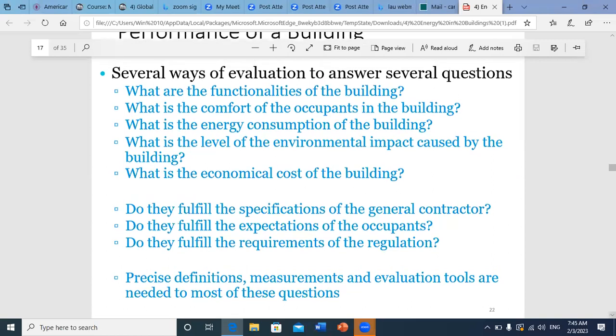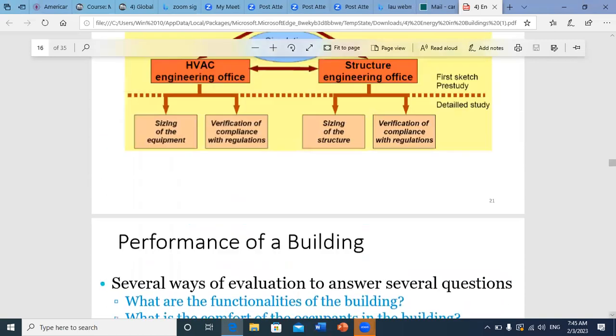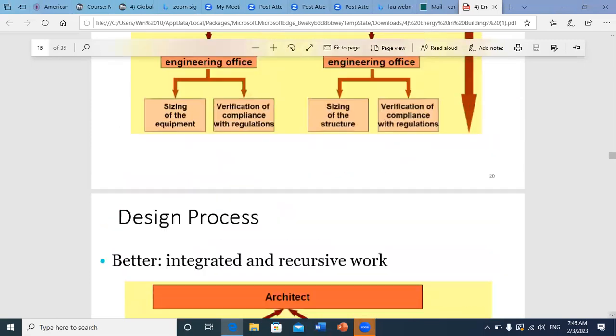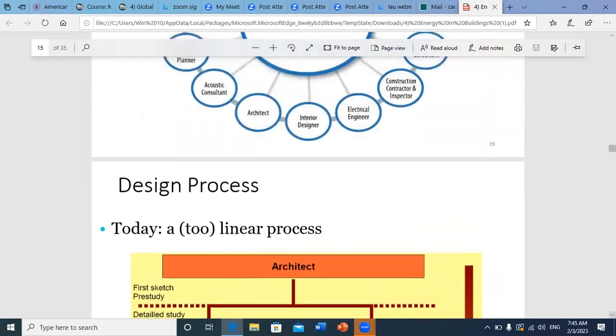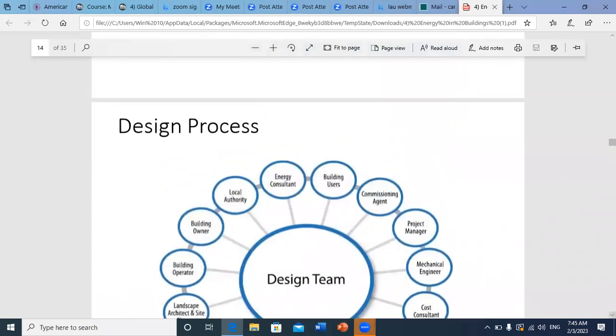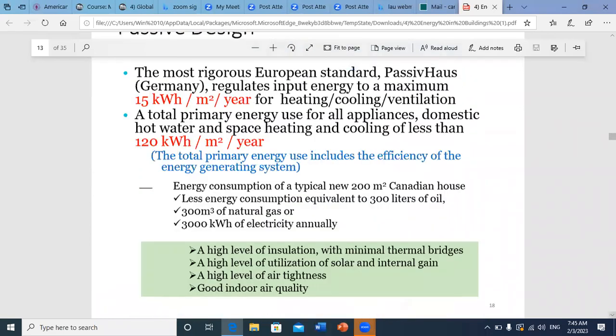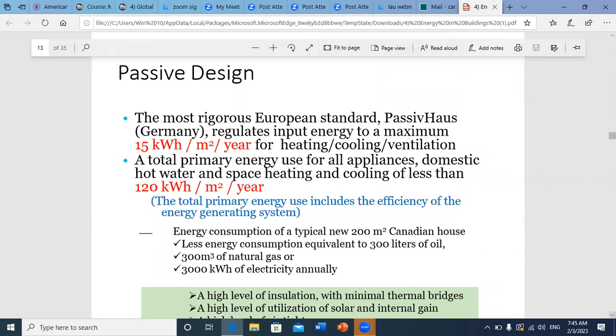So for example, here we have already regulations for passive buildings. We have numbers. So when we design, we do simulation, we should make sure that at the end, we verify that we are below 15 kilowatt hour per meter square per year for heating, cooling, ventilation, and below 120 kilowatt hour per meter square per year for the total primary energy use. If not, we can try to include more passive strategies to rely more on renewable energy until meeting these requirements.